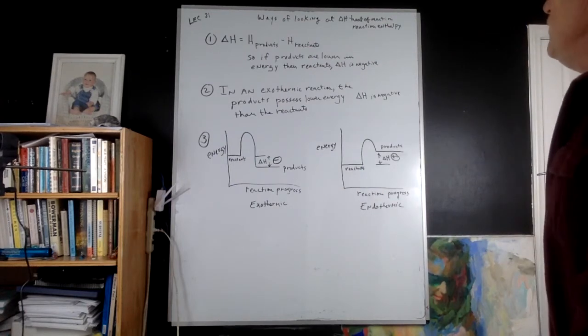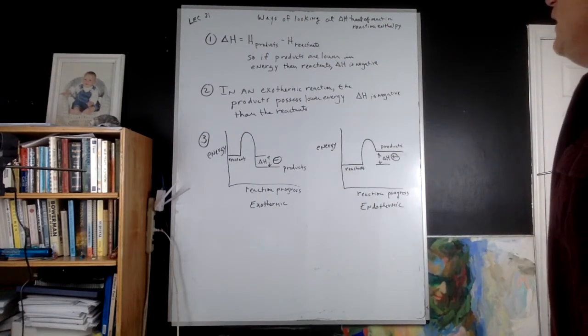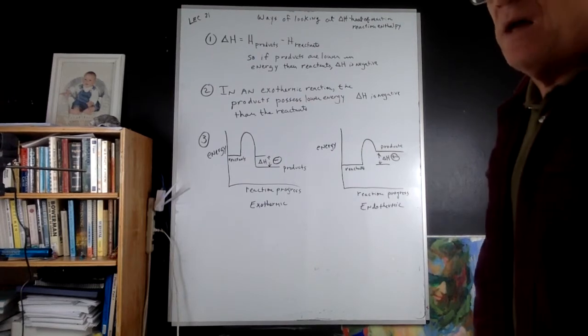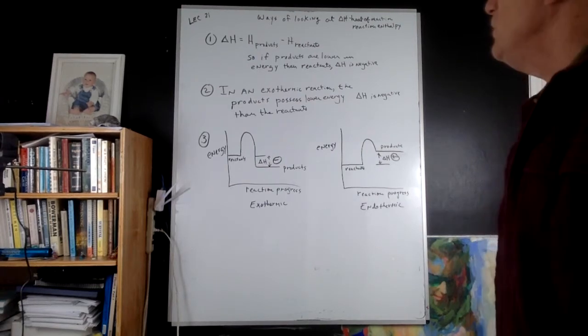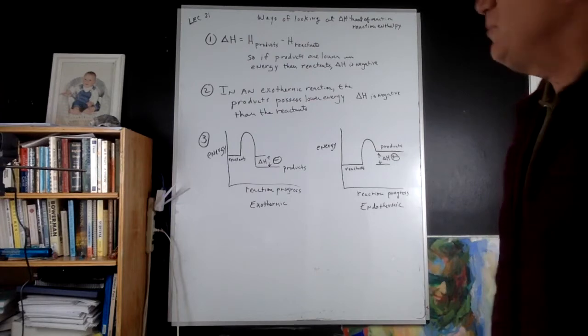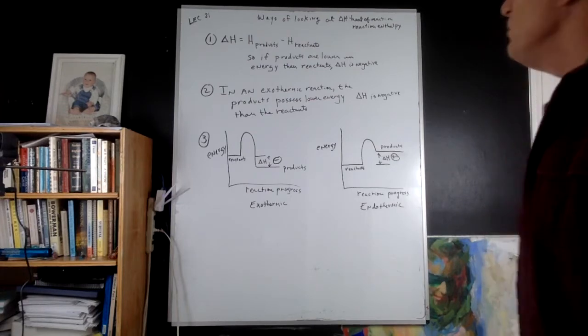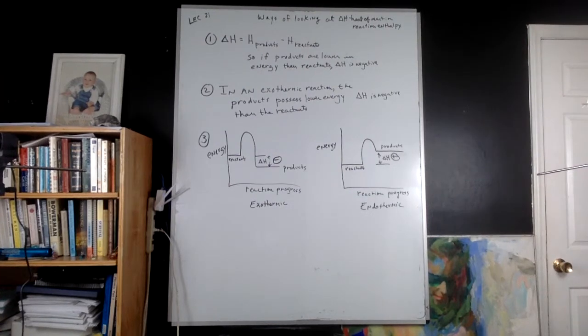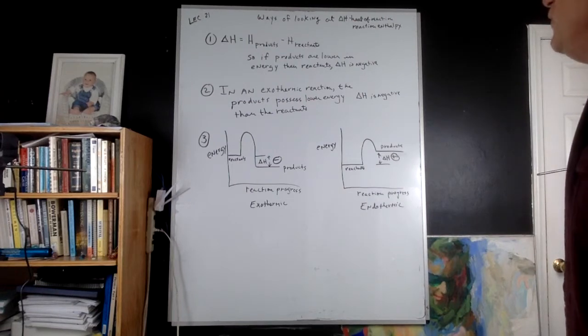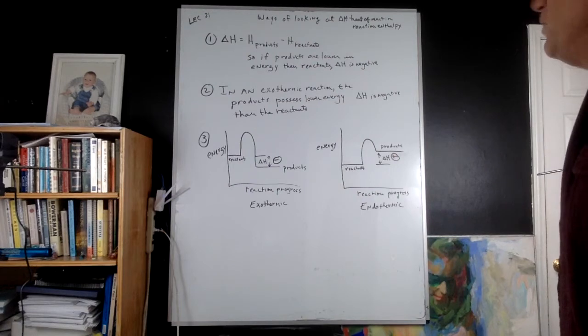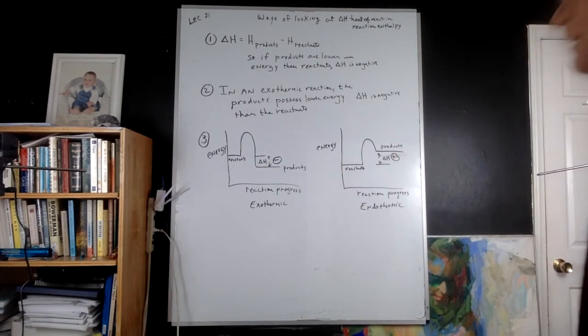So if you look at ways of looking at delta H, delta always means final minus initial. And so this has been covered several times, but that in chemistry normally means H of products minus H of reactants. So products are lower in energy than reactants. Delta H is negative. That's the first thing. And then the second little thing about delta H is in an exothermic reaction, the products possess lower energy than the reactants. So delta H is negative always in exothermic reactions.